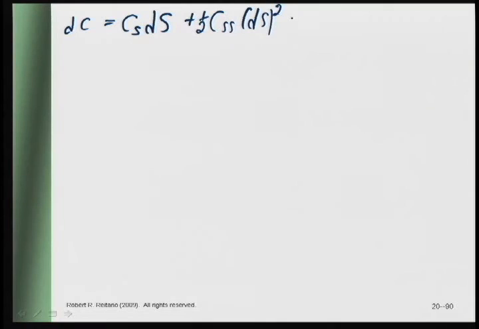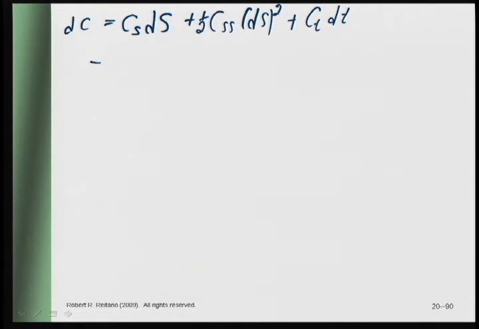So we started with the equation that dc is equal to cs ds, and in my various functions I will not write that c is a function of s and t. All of my functions are, of course, functions of s and t. Let's just save notation and not actually express that. So then we have 1/2 the second derivative with respect to s, and then we need a ds squared. And then we have the t derivative of c dt.